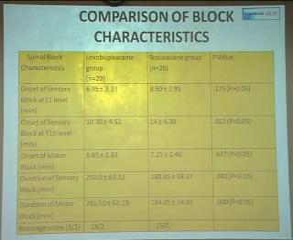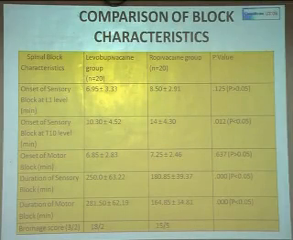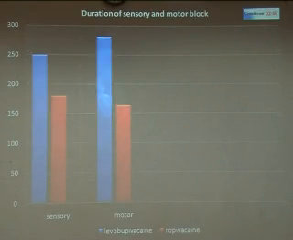Spinal block characteristics: there was no statistically significant difference in the onset of sensory block at L1 level and onset of motor block, and p-value was more than 0.05. Onset of sensory block at T10 level was delayed in the ropivacaine group, and the difference was statistically significant. The same is represented by bar diagram in this picture. Then duration of sensory and motor block was shorter in the ropivacaine group compared to the levobupivacaine group, and the difference was statistically significant, and the same is represented by bar diagram in this table.